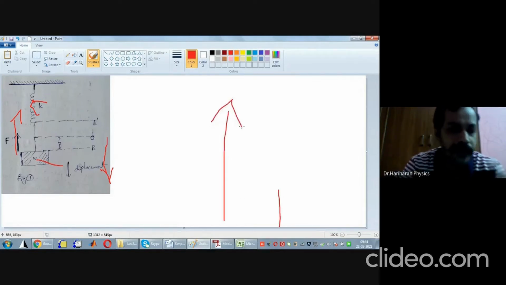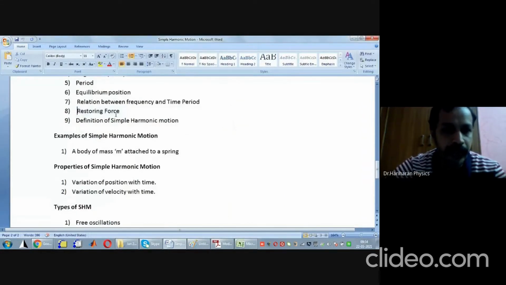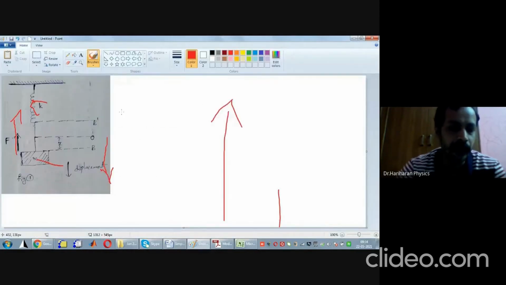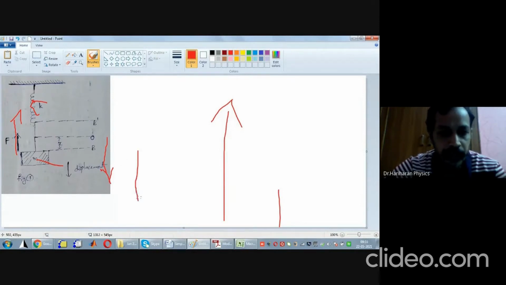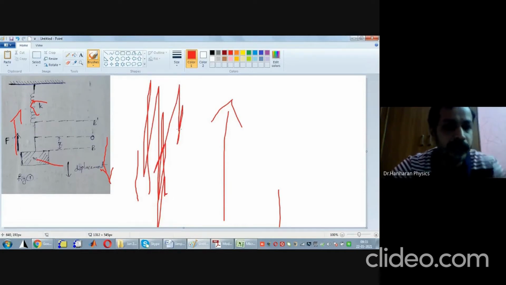Okay, the force exerted by the spring on this object M, I call this as what? Restoring force. Okay, so what is restoring force given by? Restoring force is defined as the force exerted by the vibrating system on the body after I withdraw the force. This is clear? If I pull this object and leave, it moves up and down. Why does it move up and down? It's because of the restoring force exerted by the spring on the body.